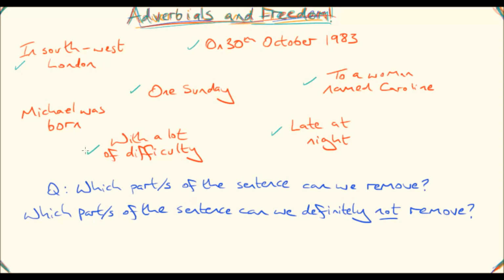The only part of this sentence, the only phrase here that we absolutely cannot remove is this: Michael was born. That Michael was born represents the main clause in our sentence. Everything else you see, the in southwest London on 30th of October 1983, one Sunday with a lot of difficulty late at night to a woman named Caroline.